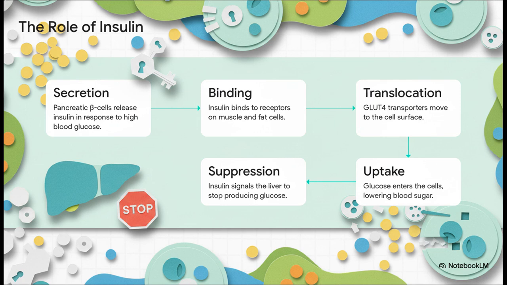So, when you eat a meal, your blood glucose rises, and that signals the beta cells in your pancreas to release insulin. This insulin then travels to muscle and fat cells and binds to its receptor. It's like a key turning a lock. This unlocks a signaling process inside the cell that tells these little vesicles full of GLUT4 transporters to move up to the cell's surface. These transporters are basically the gateways that let glucose come in. At the exact same time, insulin is telling the liver, hey, stop making more glucose. This two-pronged attack is incredibly efficient at bringing your blood sugar right back down to normal.